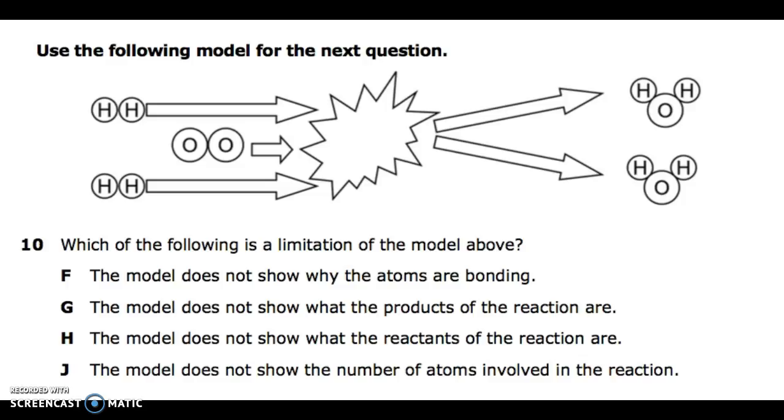Number 10, which of the following is a limitation of the model above? F, the model does not show why the atoms are bonding. G, the model does not show what the products of the reaction are. H, the model does not show what the reactants of the reaction are. J, the model does not show the number of atoms involved in the reaction.